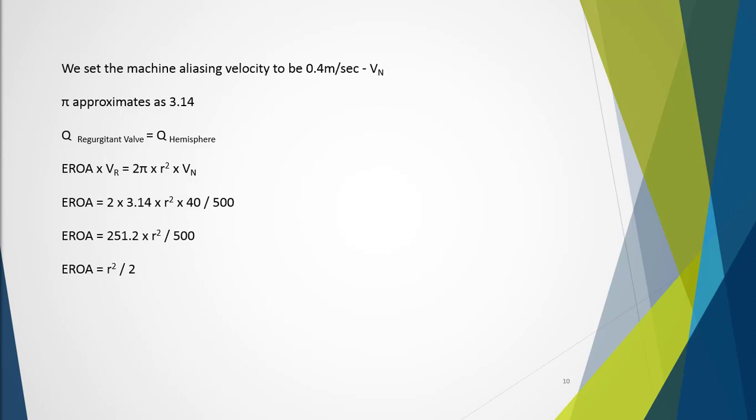In a patient that is normotensive, we expect to see a pressure gradient between the LA and the LV of 100 millimeters of mercury. That is basically a velocity of 5 meters per second for the MR jet. We know that pi approximates to 3.14. And so what we're doing is working out that the flow in the regurgitant valve is equal to the flow within the hemisphere, and substituting what we know in there, not forgetting to convert meters per second to centimeters per second. We basically get 251.2 times the radius squared divided by 500, or effectively the radius squared divided by 2.